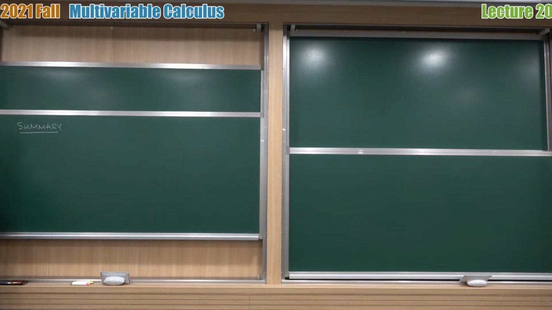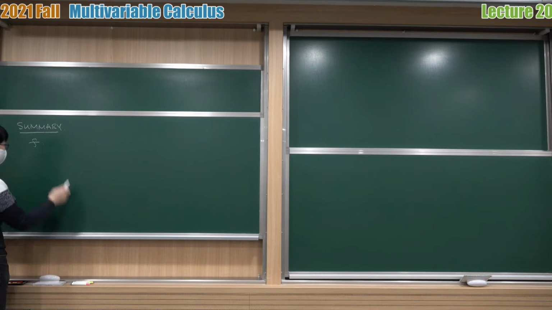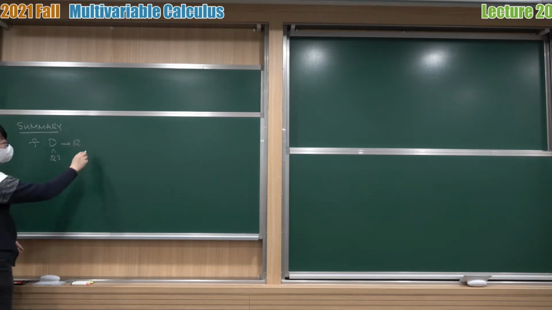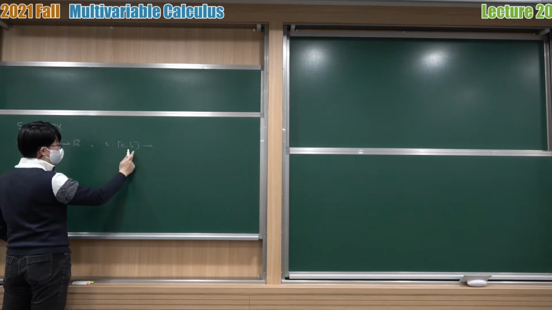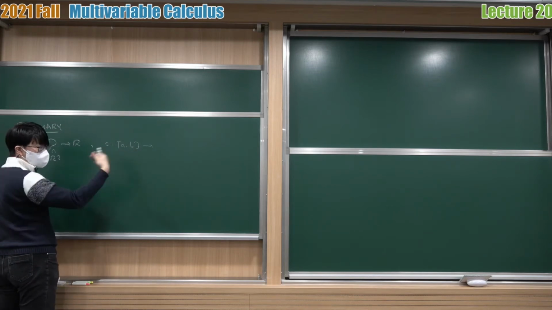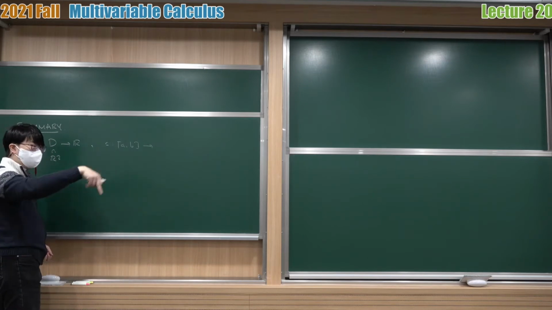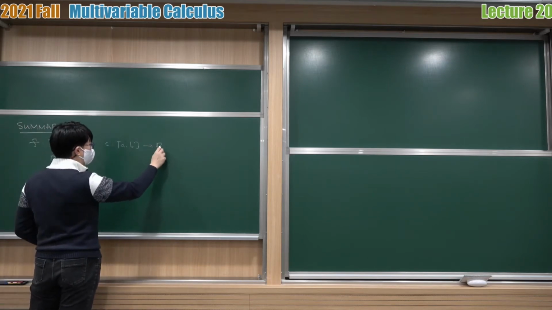So when you have a function defined on some two-dimensional domain, and it's a real valued function, and let's say we have a curve which has a starting point and end point. These starting point and end point could be the same point. That means it's a closed curve on a plane.